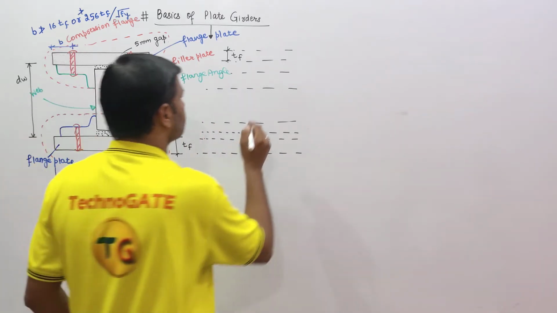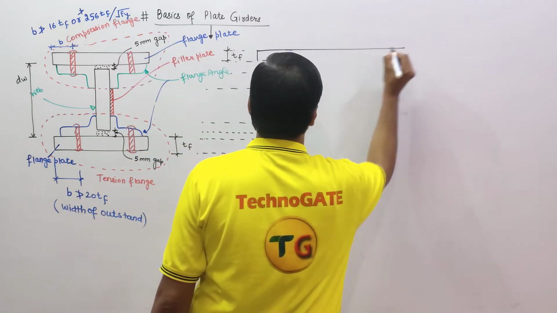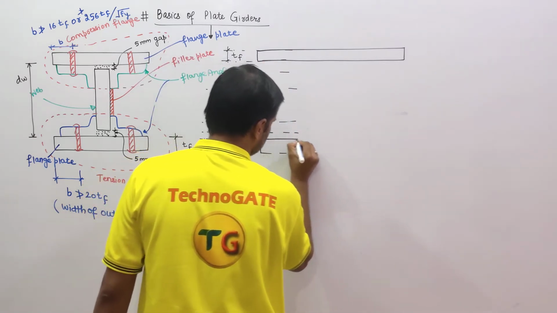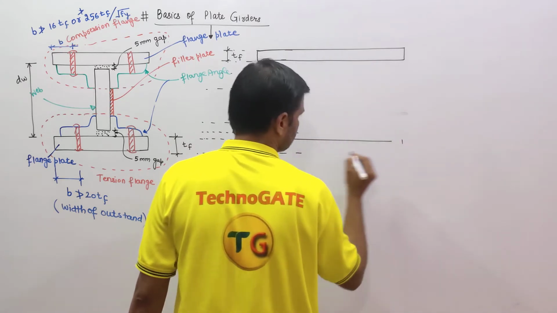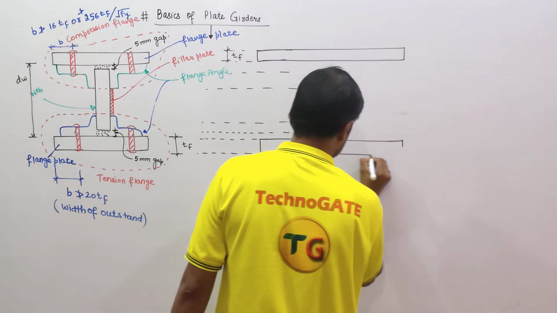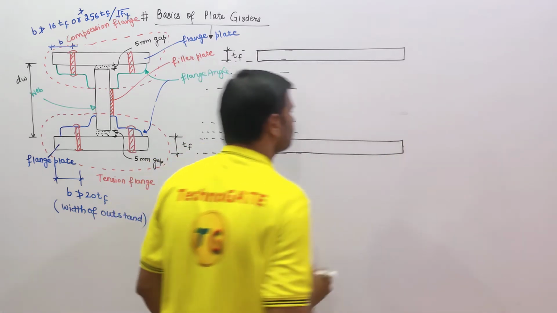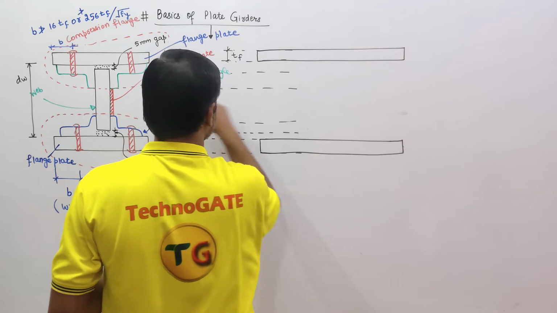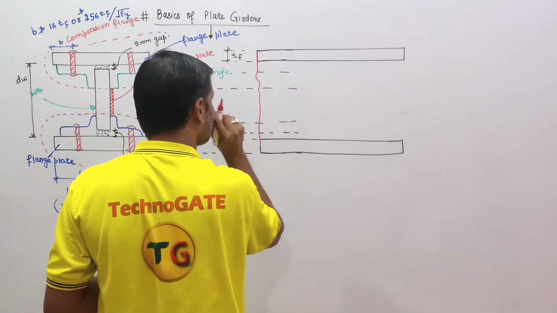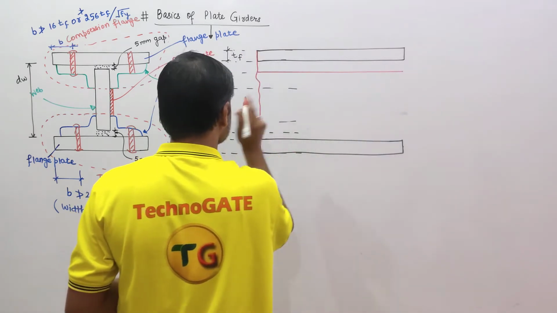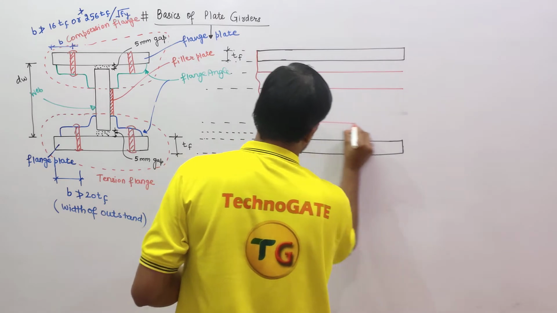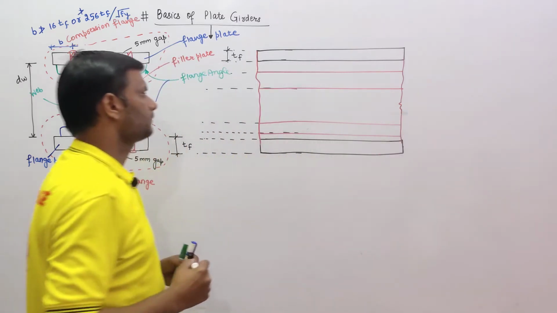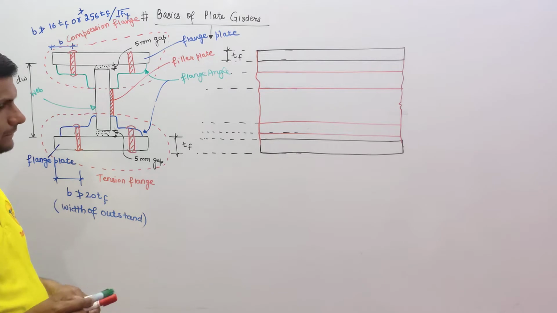So my dear students, this is our longitudinal view of the given section. These are the top and bottom flanges. Here the flange line is there. This is the line of flange angles, and the complete diagram looks like this.